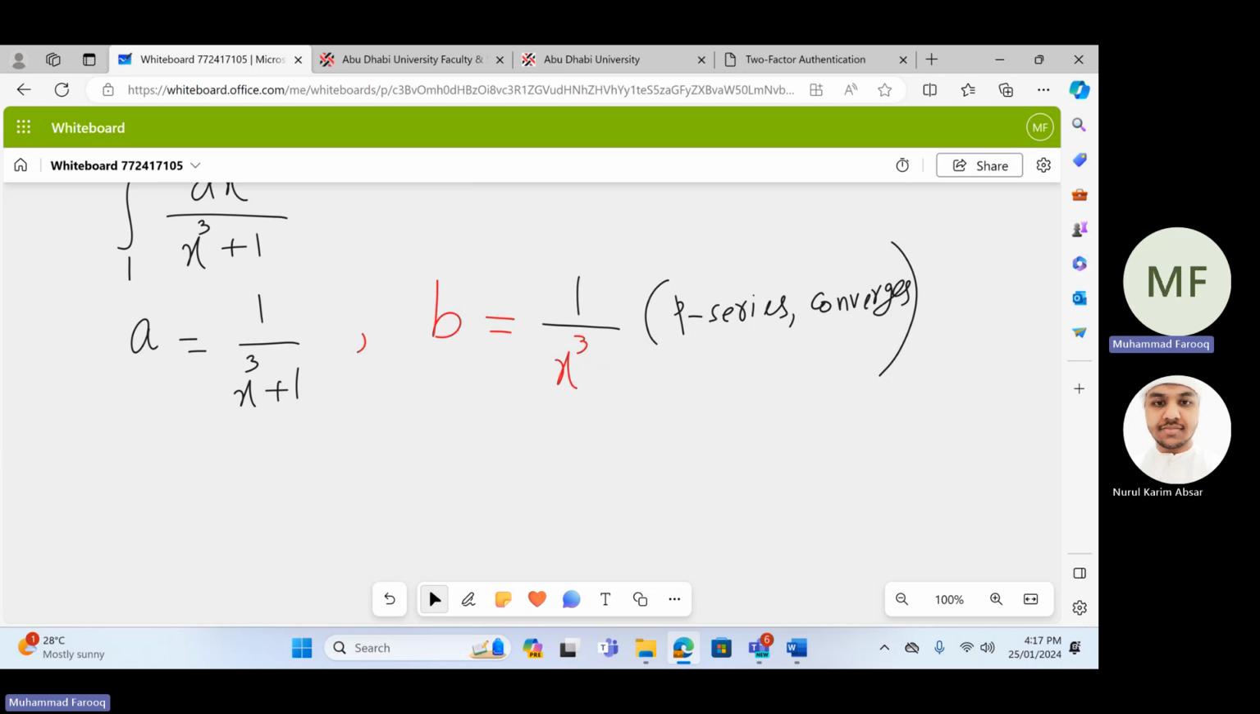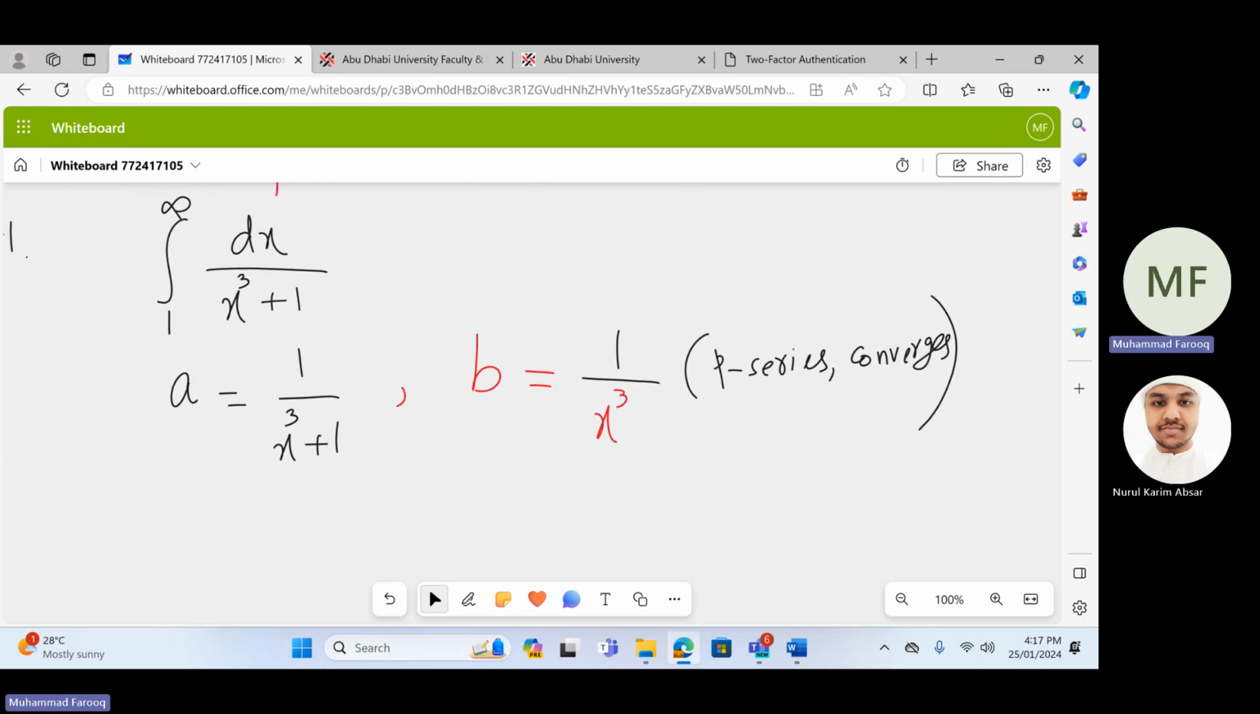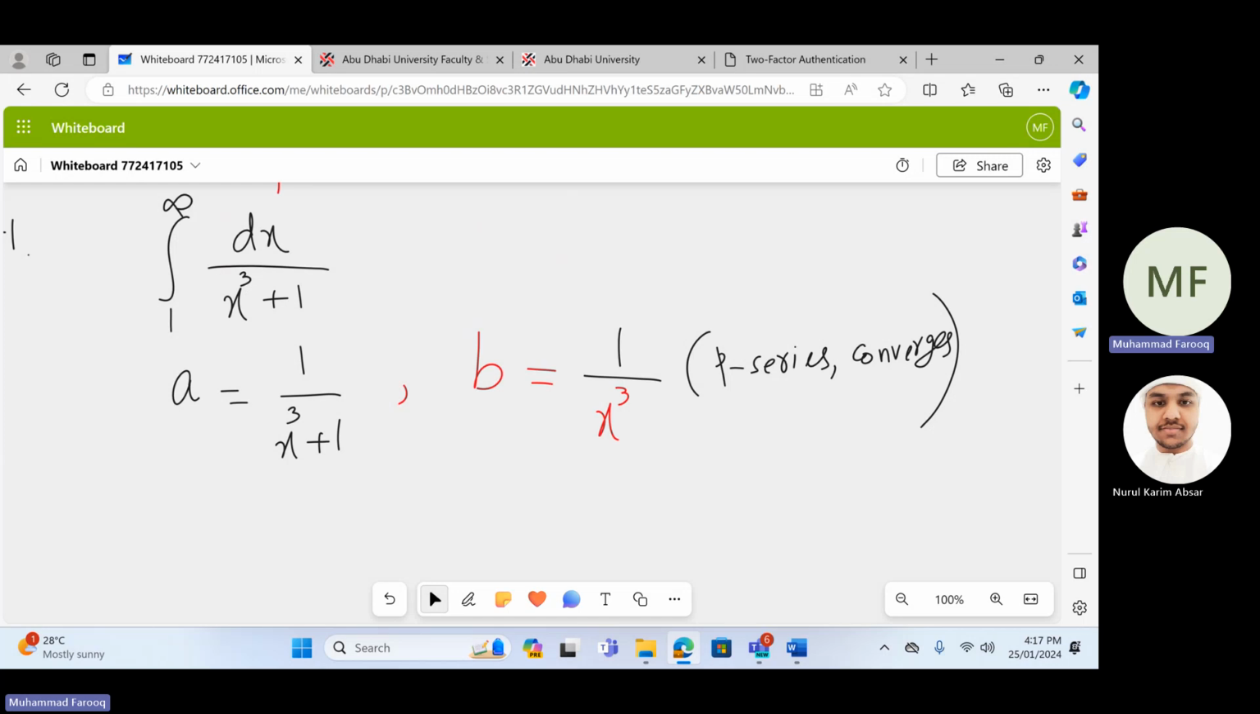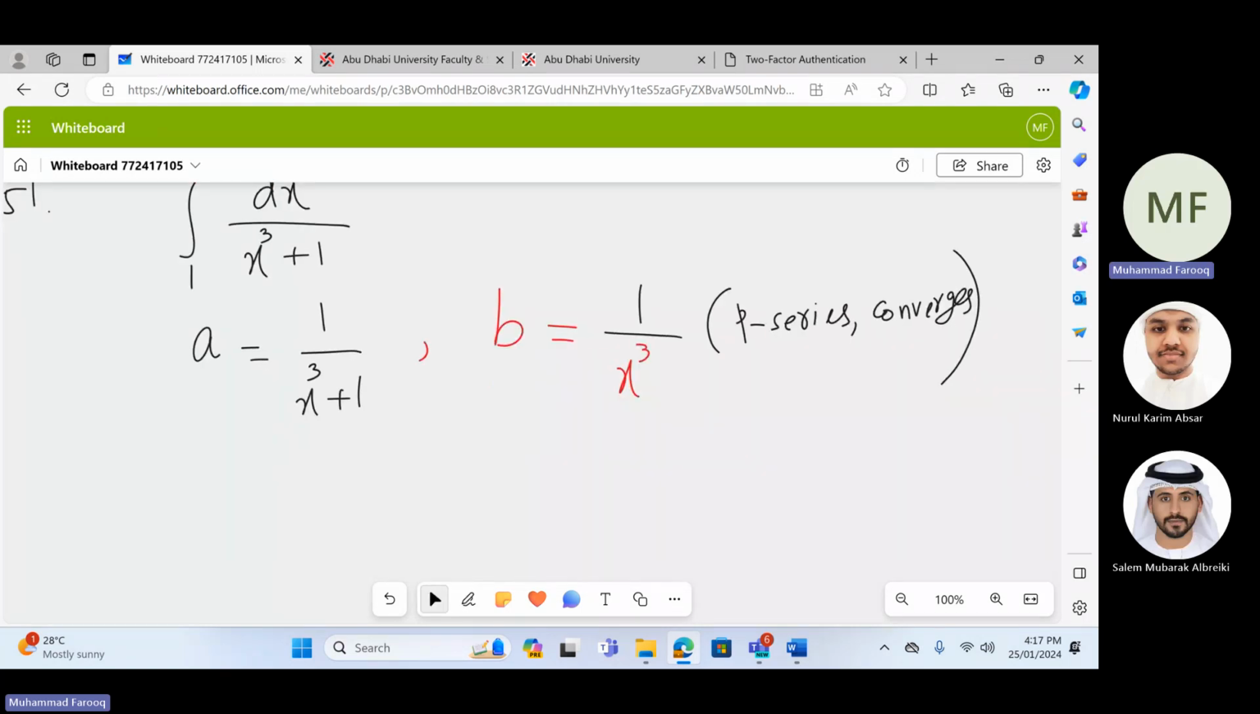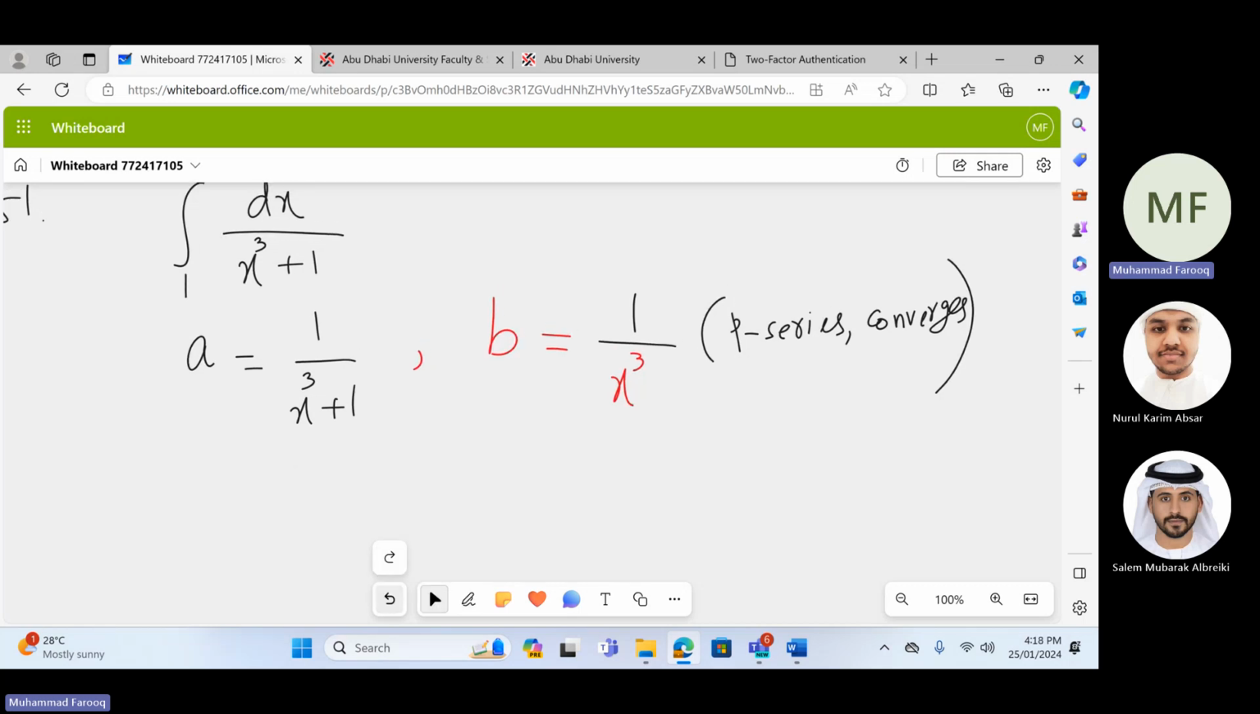Now what do we do? We have to check between A and B who is big and who is small. So start the comparison. Here in A, our x value starts from where? 1. Put 1 here and here. When you put 1 here, what is the answer? 1 over 2. If you give me a decimal, it is easier for me. So 0.5. And here if you put 1.